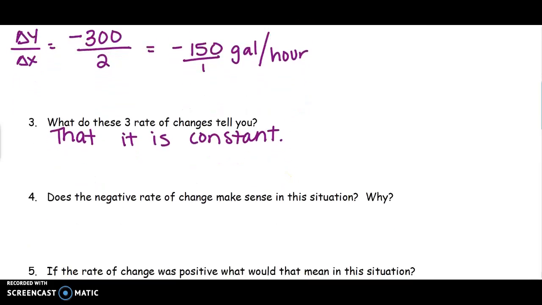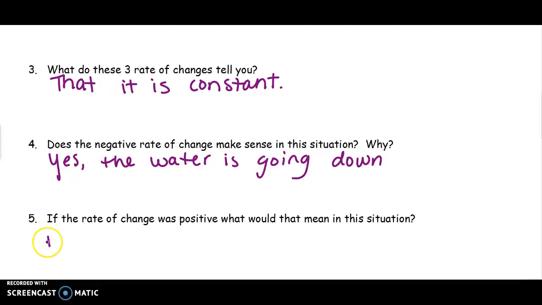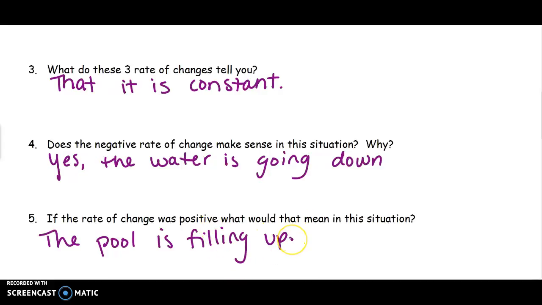The negative in the situation makes sense because your pool is draining. The water is going down. So yes, the pool, or I will say the water, is going down. If the water was filling up the pool, then you would need the positive. It would need to be a positive 150 because then the water would be going back into the pool. But in this case, it's going out of the pool, so we have to have negative. So if the rate of change was positive, we would say the pool is filling up.